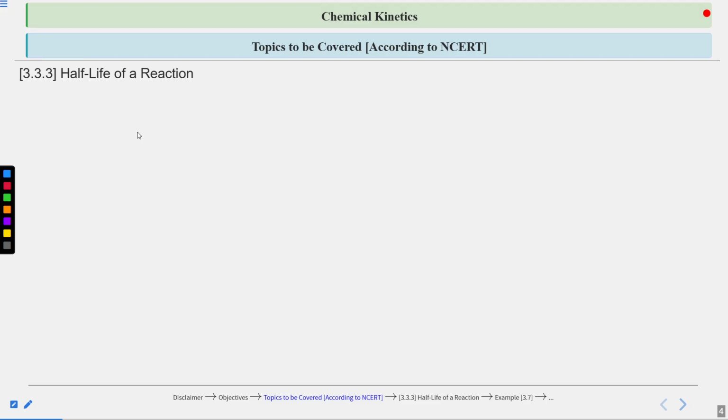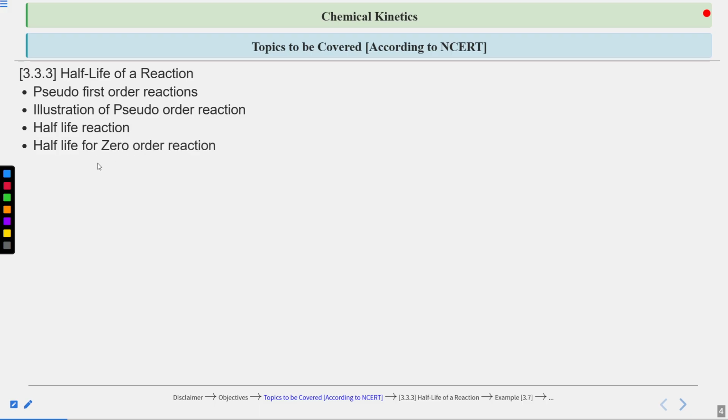What are the topics that we are going to cover as per the NCERT? The first is subsection 3.3.3, which comes under section 3.3 in the chapter Chemical Kinetics in our NCERT textbook, and the subsection is half-life of a reaction. In this, firstly, we will talk about the pseudo first order reaction. Then we will see the illustration of pseudo order reaction. Then we will see what is half-life of a reaction.